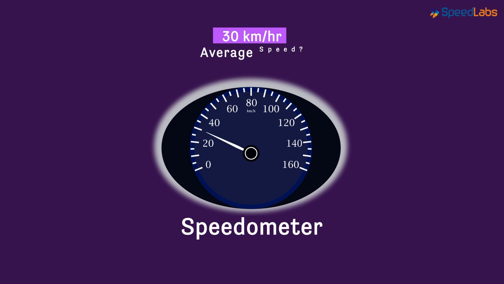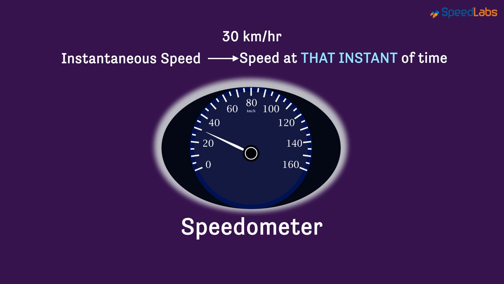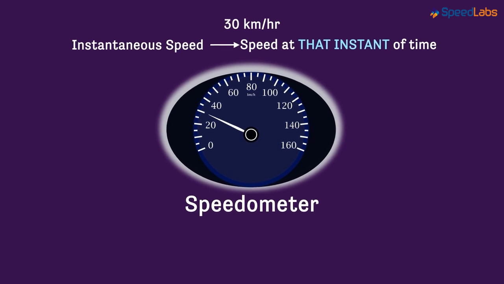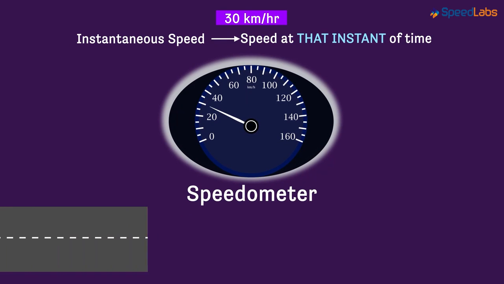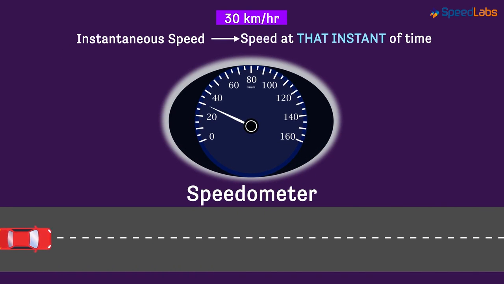No, it's not an average speed. Speedometer shows us the instantaneous speed. It's the speed of that instant time. For example, when the indicator reads 30 kilometers per hour, it means that at that moment of time, the car is travelling at that speed.